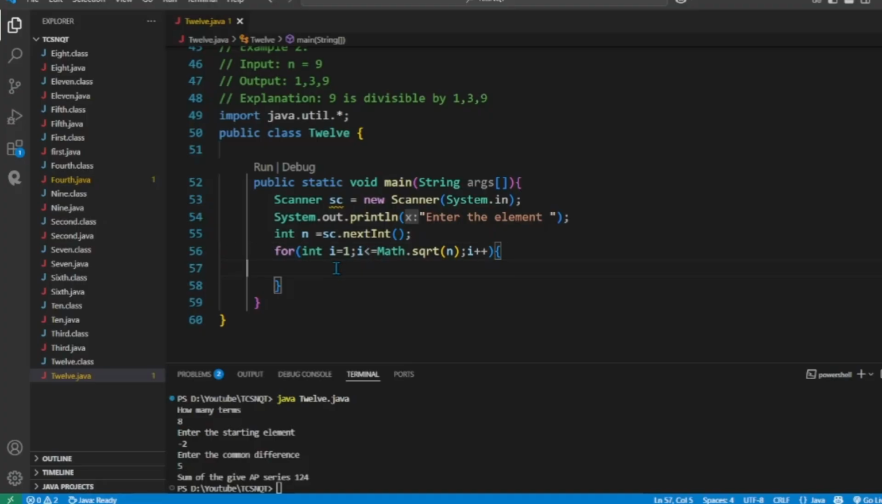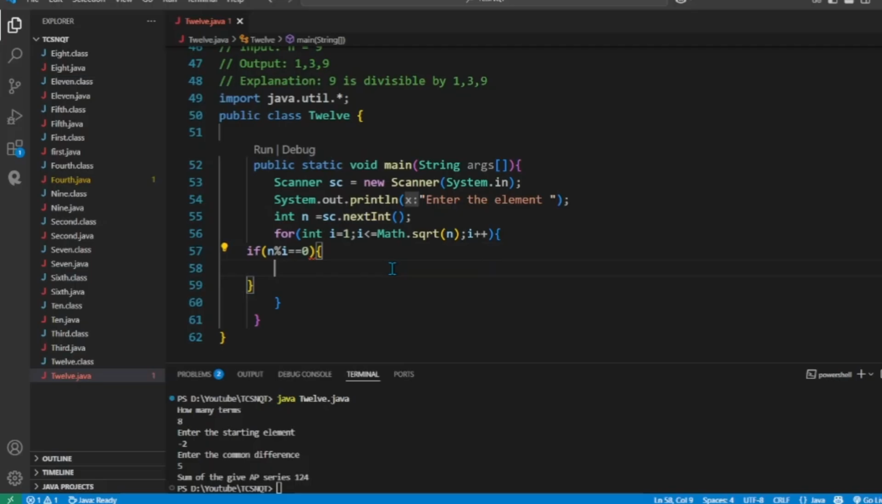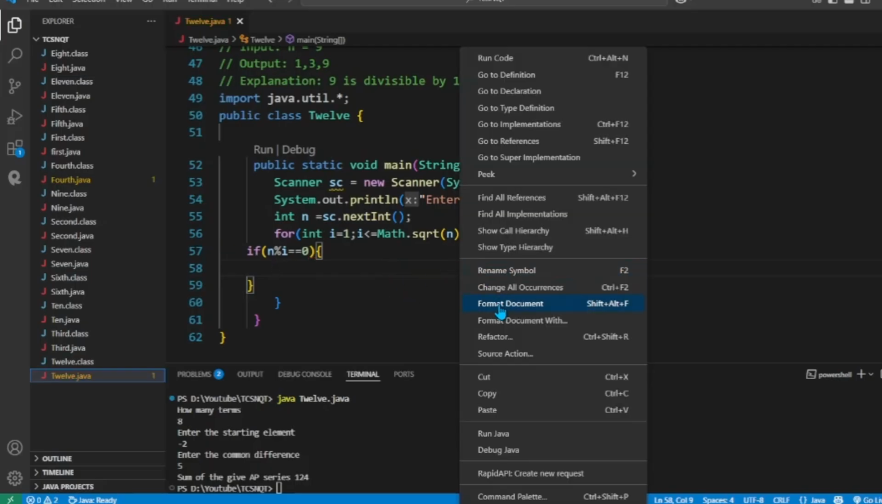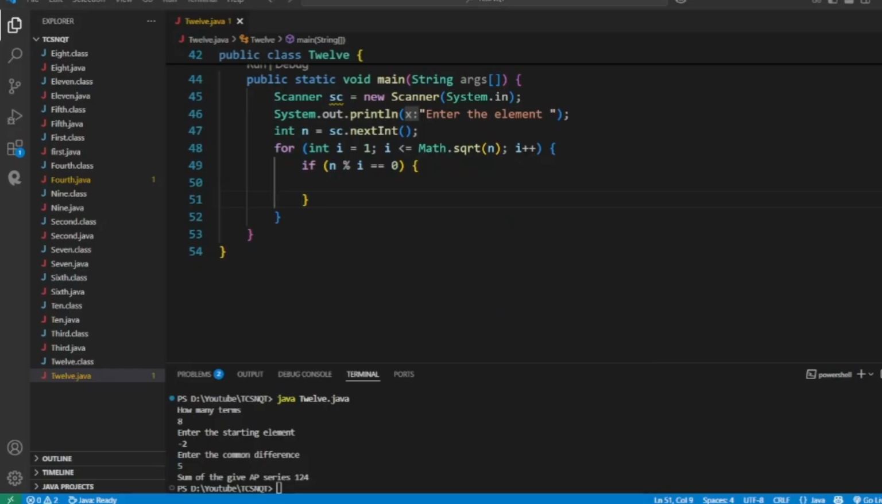And if n modulus i equal to 0, it means that i completely divides n. In this condition we go inside the if. And if n divided by i equals i, in this condition we print only i.